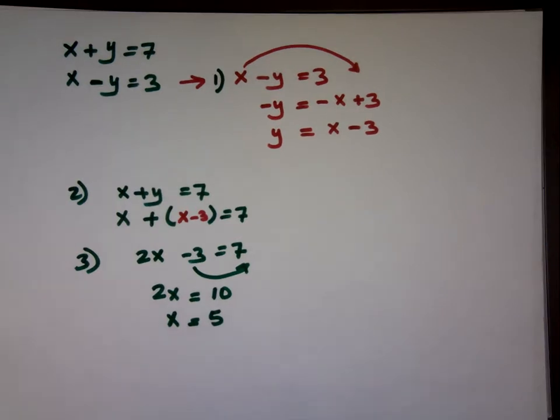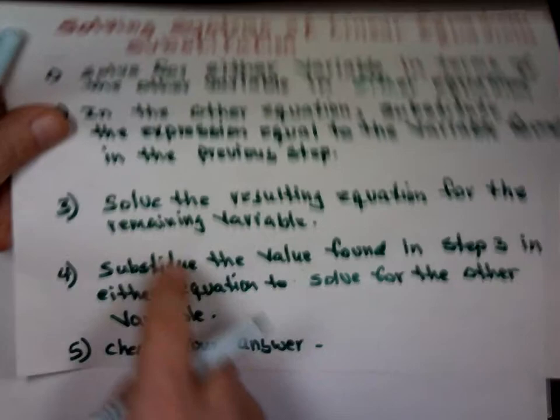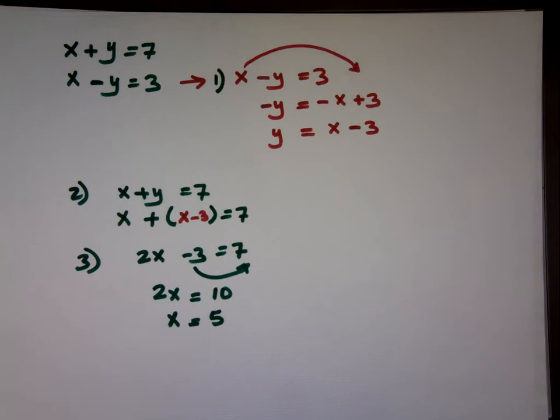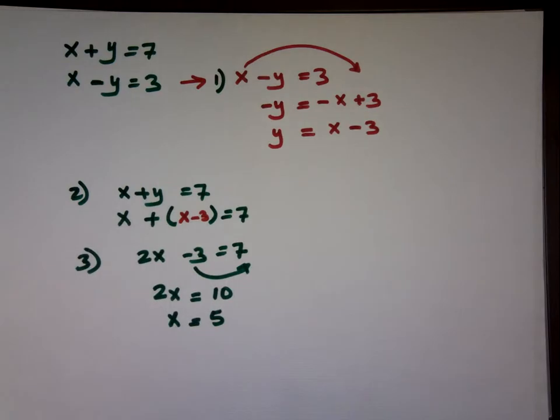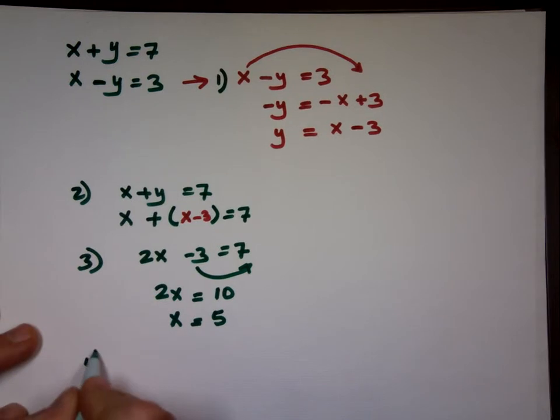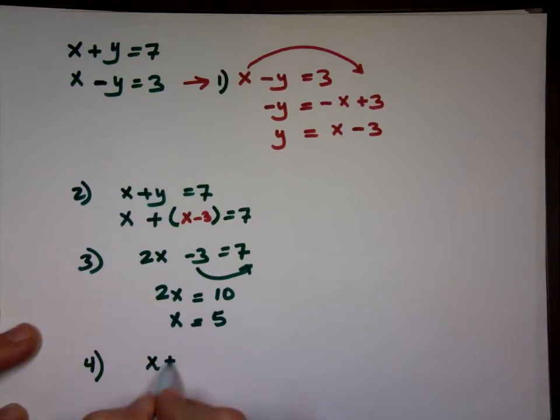Solve the remaining equation for the variable. We did that. That's step number 3. Step number 4 says go to either equation. Grab either one of them. Doesn't matter which one. Let me take the top one. No reason why I picked the top. And replace X by 5 to solve for the other variable.